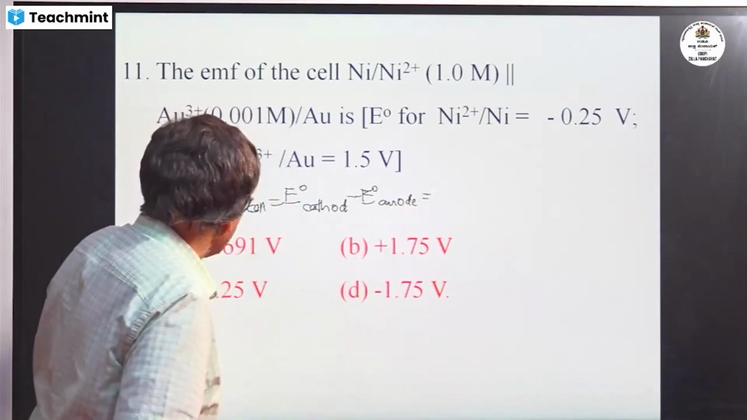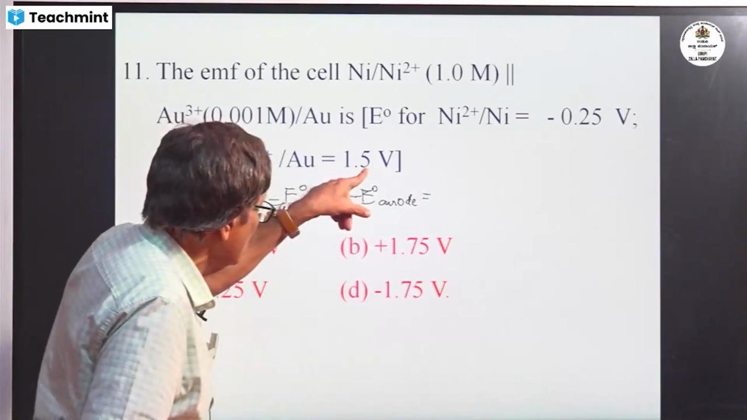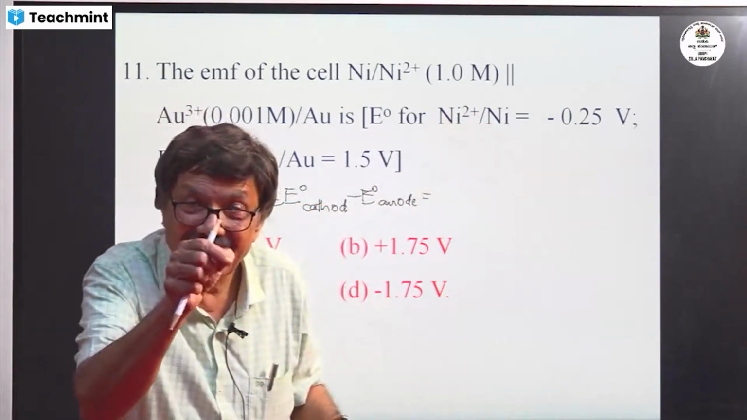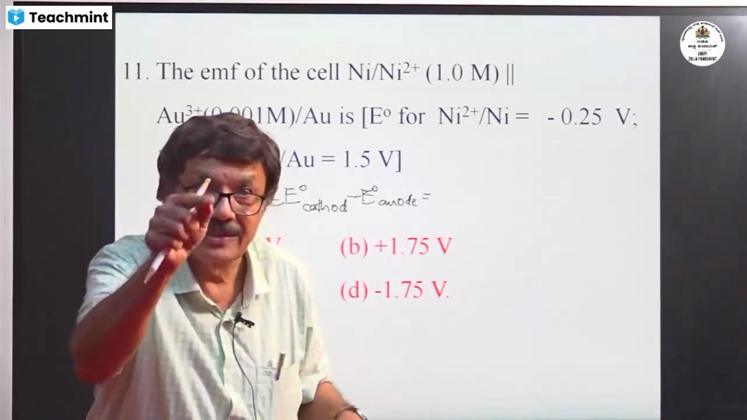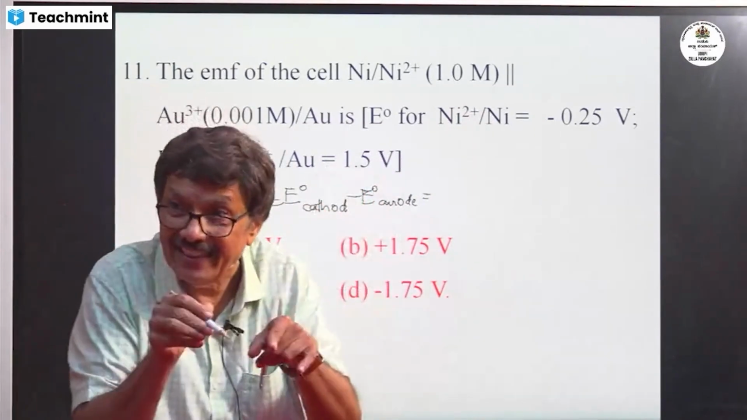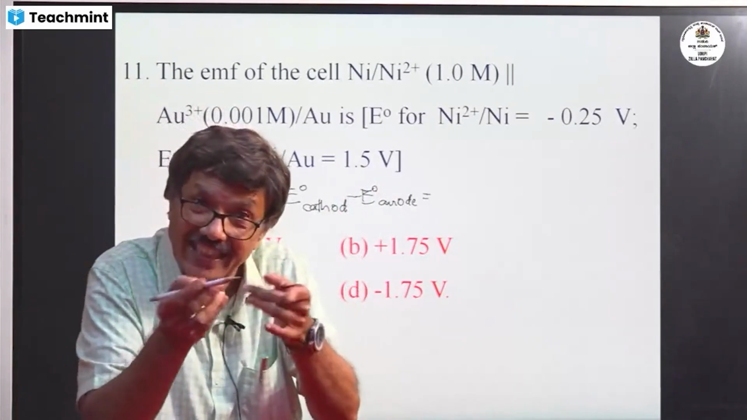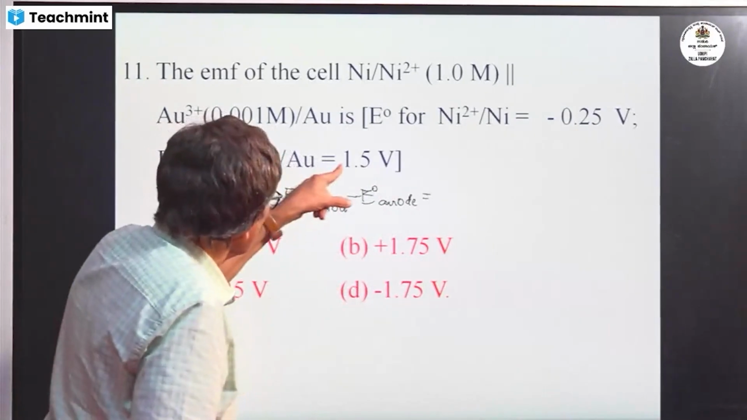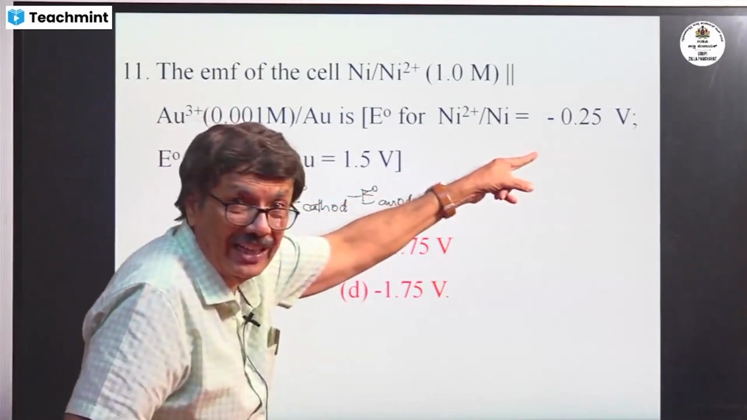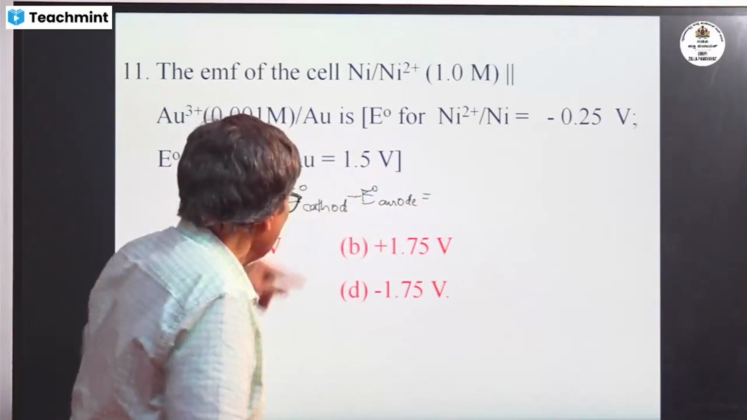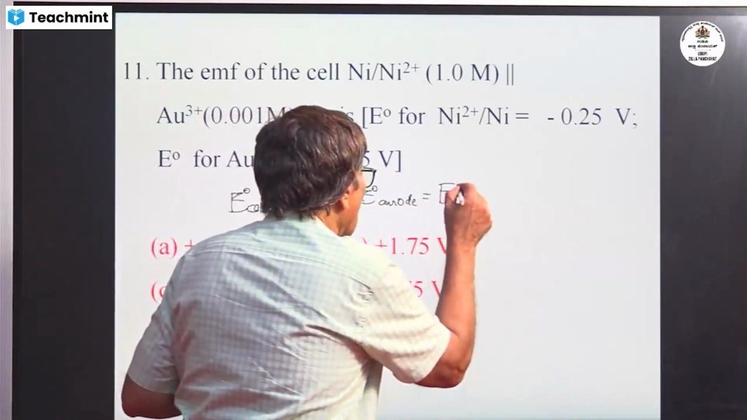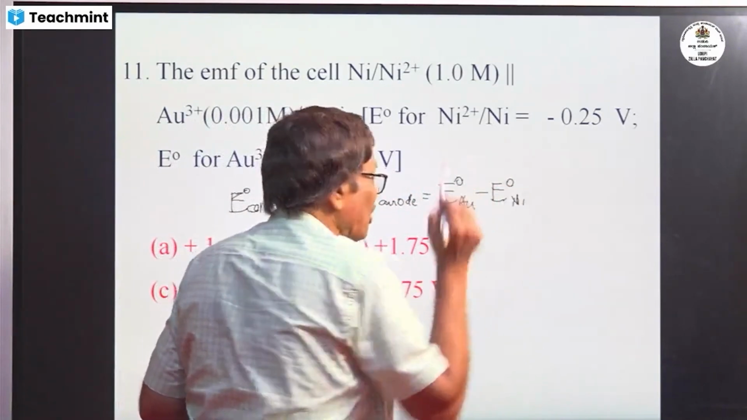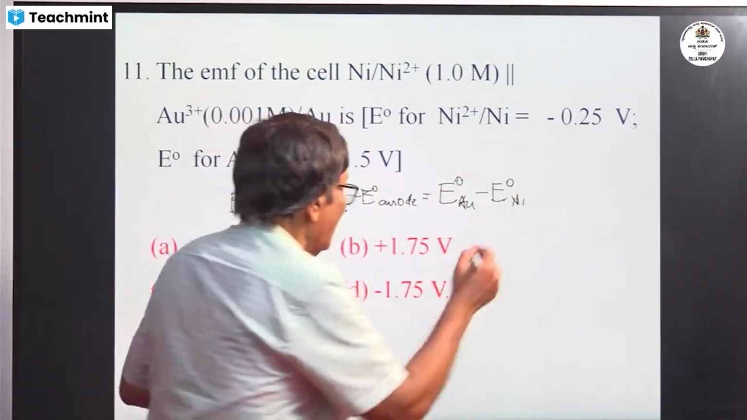Out of the two SRPs, gold is given as 1.5 volt and nickel is given as minus 0.25. Considering the sign, plus means plus, minus means minus, the one which has the higher value is the cathode. One is 1.5, another is minus 0.25, so 1.5 is higher, so gold is the cathode. So E naught of gold, Au, minus E naught of nickel. This is how we have to find it: higher value minus lower value. So how much is this value?